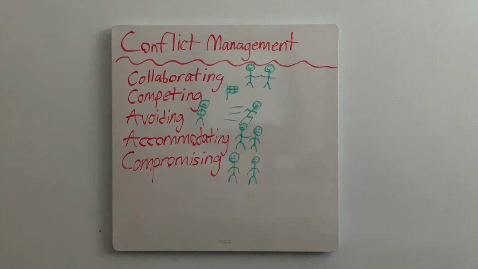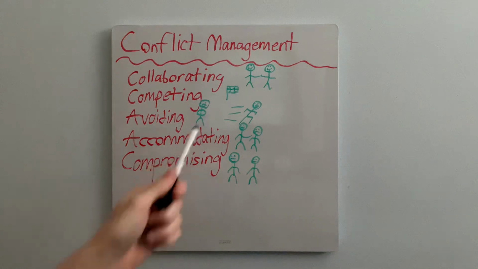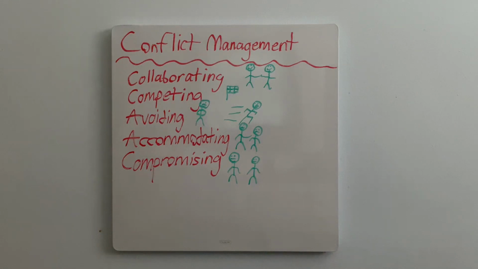We have competing. This one is where you just want to win. I put like a little flag. It's like a race. You're only there to win. So if you're in an argument, you want to win. We got avoiding is the third one, where you're running away. You don't like confrontation, and so you just avoid the problem at all costs.